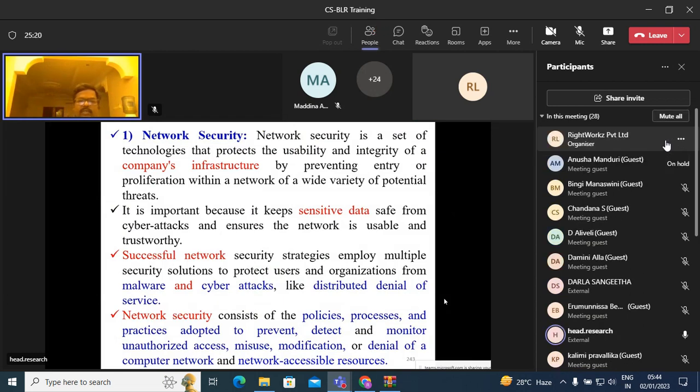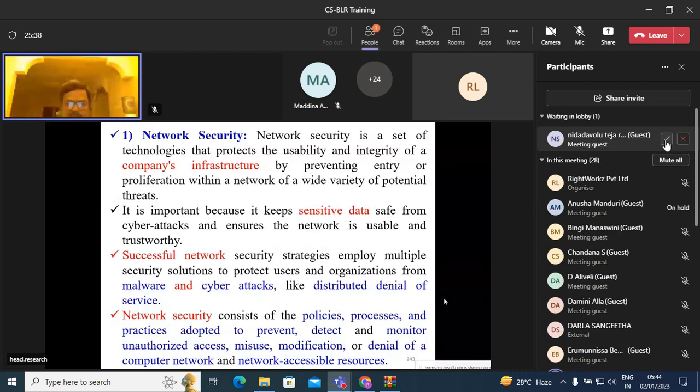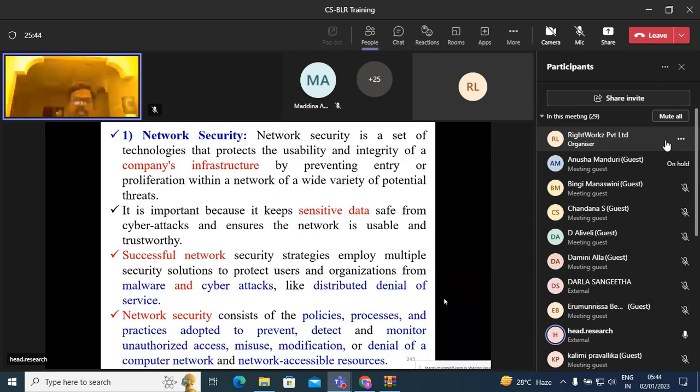Network security consists of the policies, rules and regulations, processes and practices adopted to prevent and detect sensitive data threats and monitor unauthorized access, misuse, modification or denial of a computer network and network accessible resources. So it consists of rules and regulations, and the final aim of network security is to protect sensitive data and to detect threats.